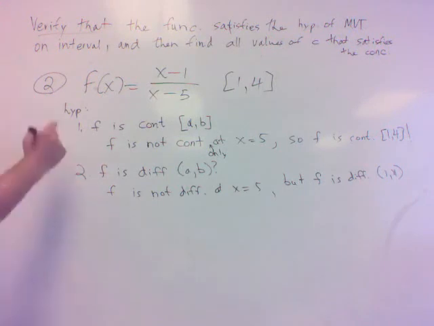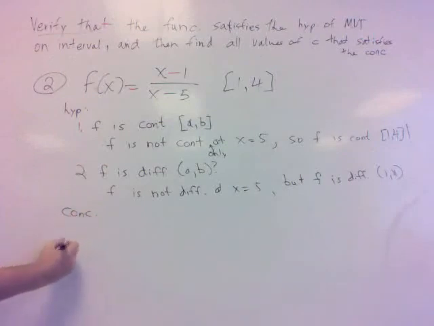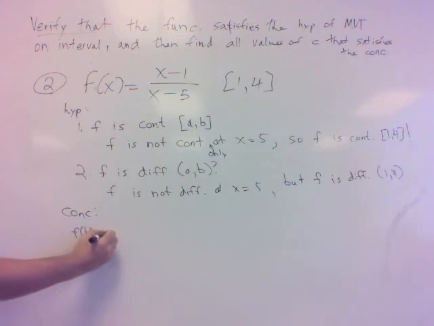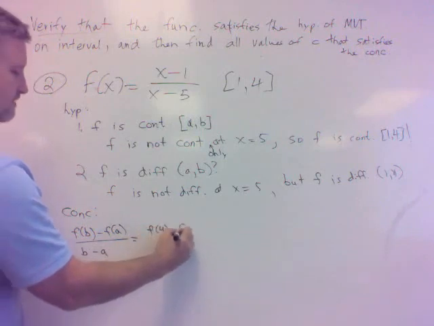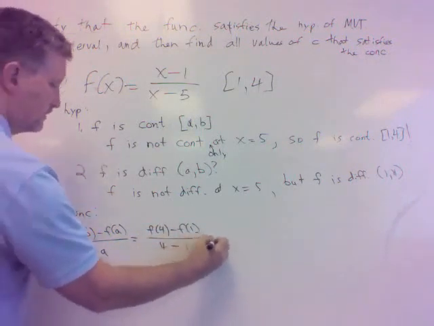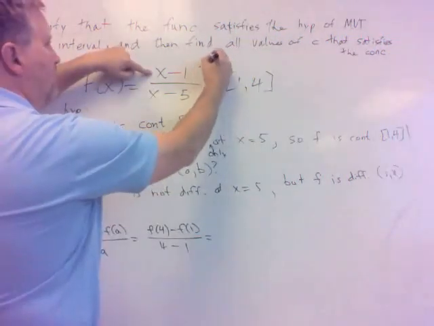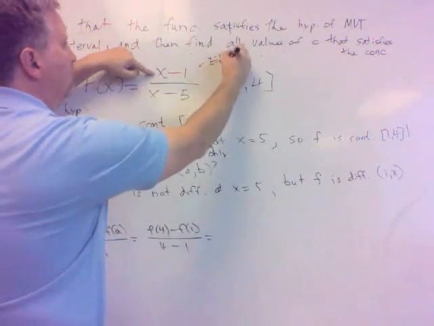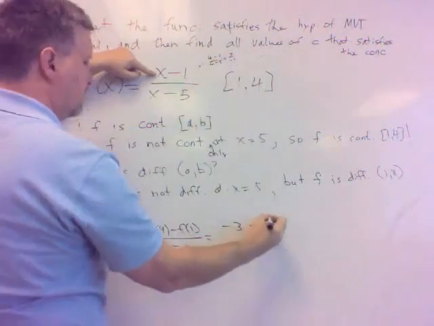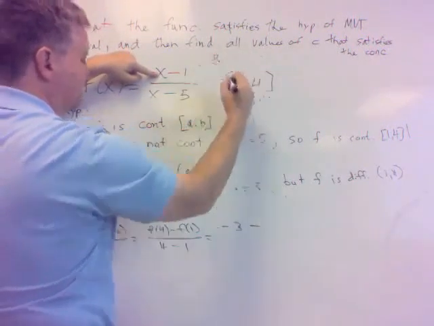All right, well, what do we want to do with that then? Find the C that satisfies the conclusion. So how do we do that? Well, like we said, start with the slope, f of b minus f of a over b minus a, which in this case would be f of 4 minus f of 1 over 4 minus 1. See what we get. All right, so f of 4 would be 4 minus 1 over 4 minus 5. That works out nicely, doesn't it? 3 over negative 1, negative 3. Minus f of 1. That's real nice. 0 over negative 4. That's 0.